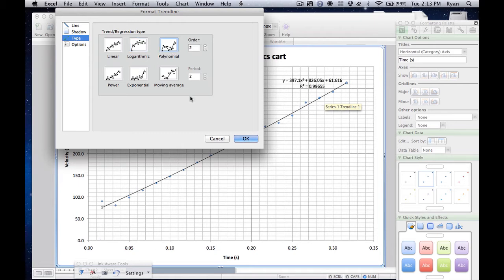Polynomial is one you should stay away from because you can fit a curve perfectly by just adding more terms, but it doesn't mean anything. I can make x cubed, x to the fourth, x to the fifth, and as I increase this order, the r squared value keeps going up, but it doesn't actually mean anything. The linear is really good. I get 0.99542. So that's the one I'd choose.